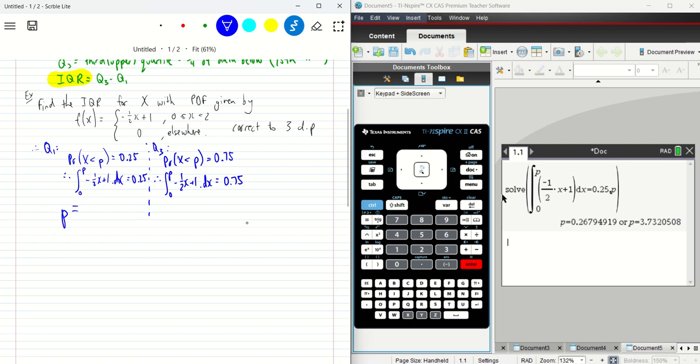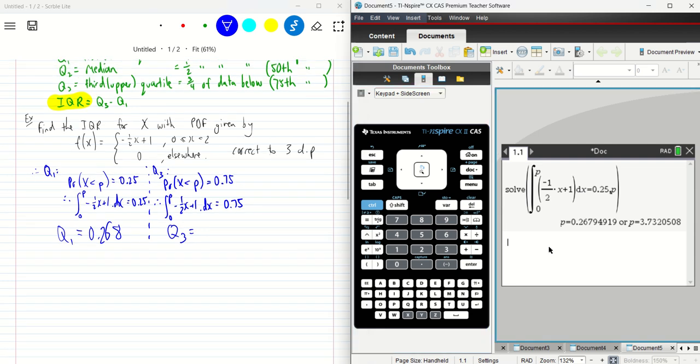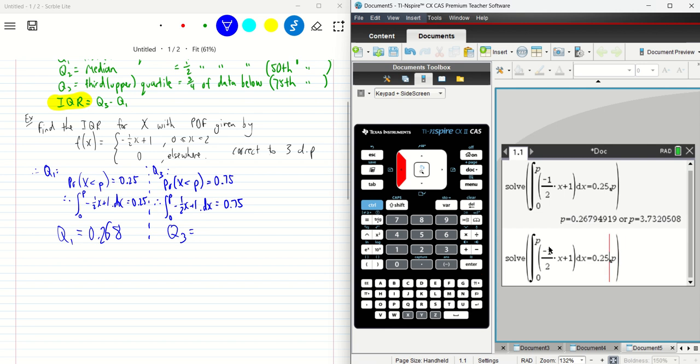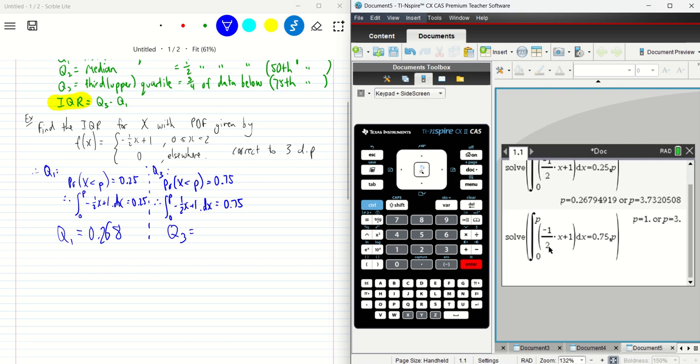So therefore, I'll just say Q1, the first quartile, is equal to 0.268. Here's my Q1. We'll do Q3. I'm just going to copy and paste that because it's all the same, except for instead of 0.25, it's 0.75. Just check that's all good. Yep, now doing 0.75, it's given us the answer of p is equal to 1 or p is equal to 3. Because it must be between 0 and 2, it's equal to 1.